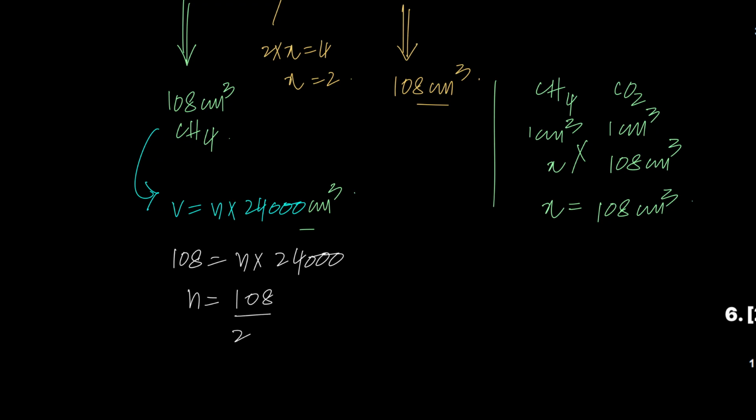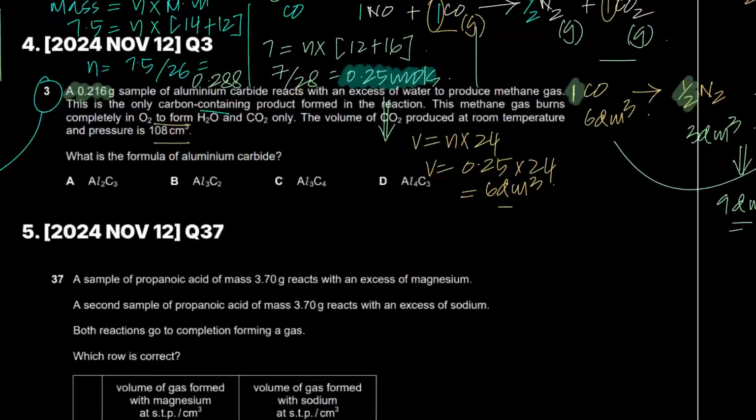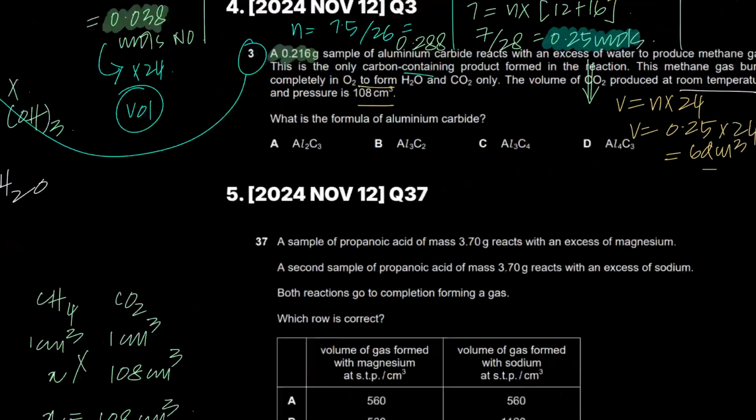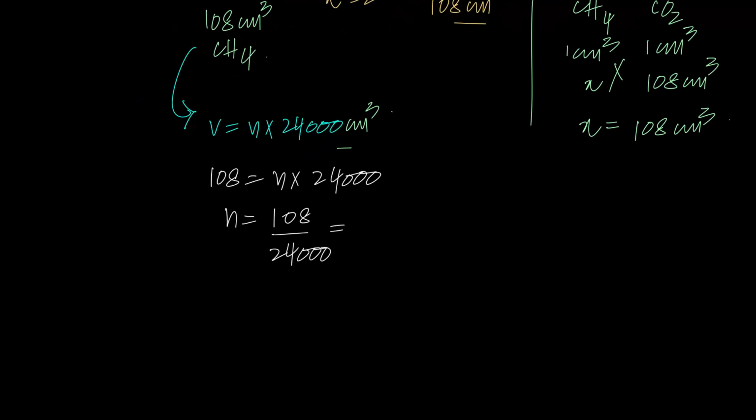What do we get? When nothing is written, it is RTP. I think it should have also mentioned here at RTP, it's mentioned. What do you get? 108 divided by 24,000. 4.5 into 10 raised to the power minus 3 moles of methane, right? I'll write it here. 4.5 into 10 raised to the power minus 3 moles of methane.